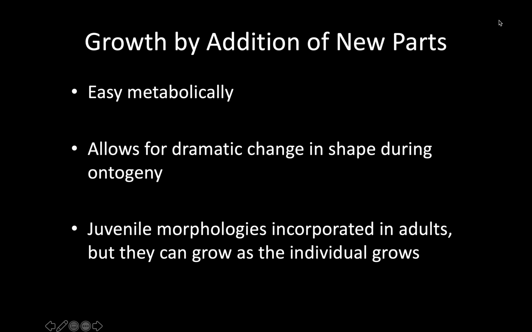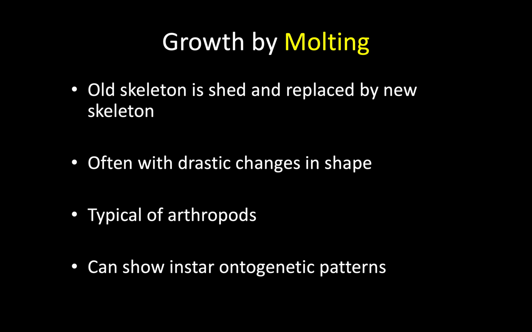And juveniles, or juvenile morphologies, are incorporated into adults, but that can change a little bit more drastically. We also have molting. Old skeleton is shed, replaced by new skeleton. Oftentimes it can lead to drastic changes in shape. This is a really cool function about it. It's typical of arthropods, and what it can do is show instar ontogenetic patterns. We're going to take a look at what that means.